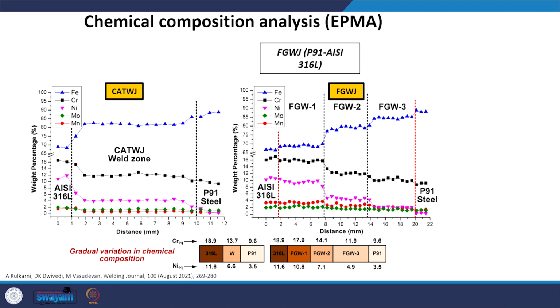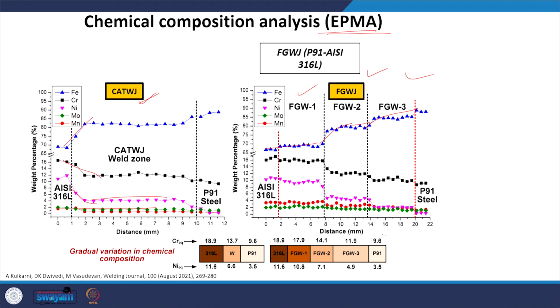This shows how the composition changed, and that in turn also resulted in gradation in terms of the thermal expansion coefficient. In summary, we can also see the gradation in terms of chromium and nickel equivalent in this kind of dissimilar steel weld joint. This analysis was carried out using EPMA. Conventional TIG welding shows a sharp transition in the composition of the weld metal, but this transition was stepwise in the three different passes obtained in functionally graded weld joints.